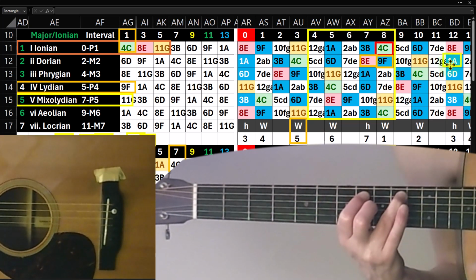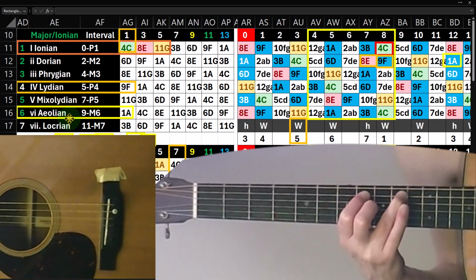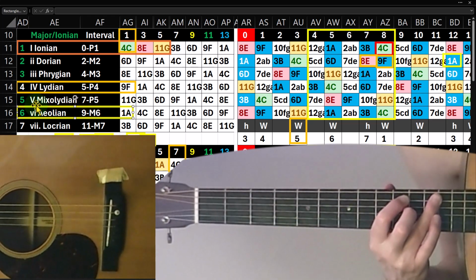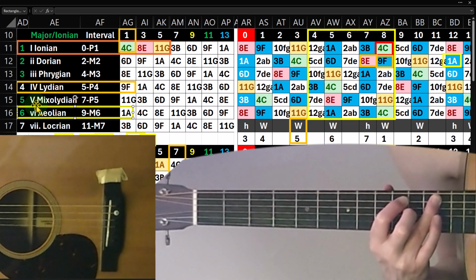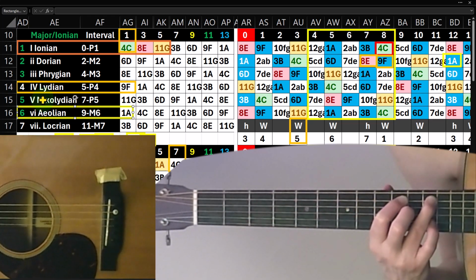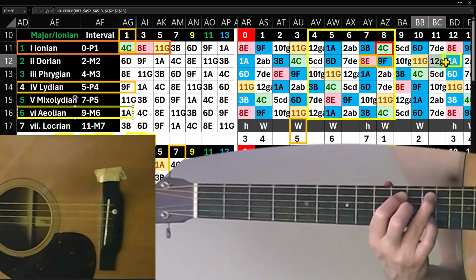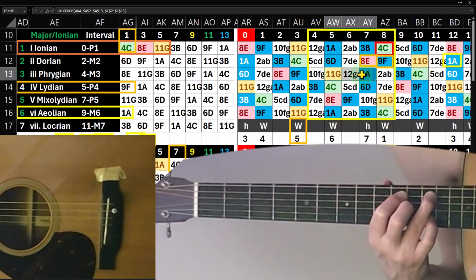5th to the 6th. It's going to be a whole step here. So we're going to go 5 to 6. That's going from G to A, or in other words, it's going from the Mixolydian to the Aeolian. The Mixolydian and the Aeolian, once again, being the meat of the hamburger. You can see it's repeating over here.